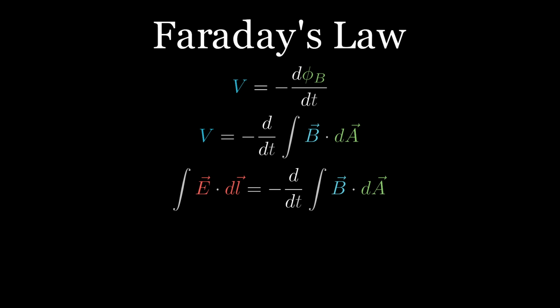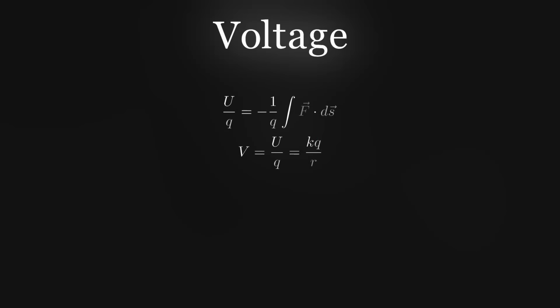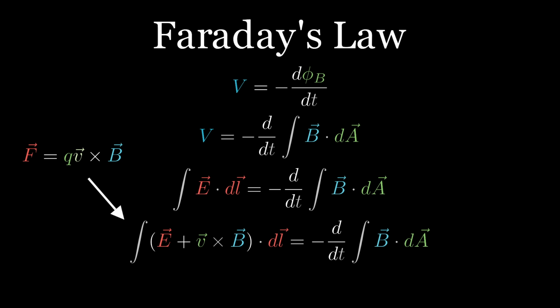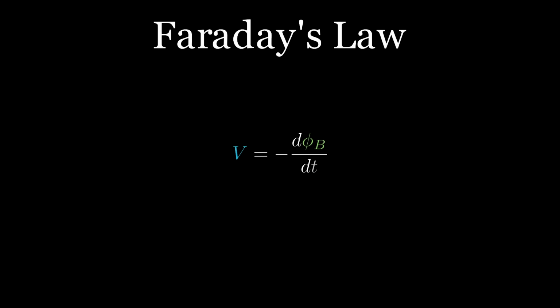Also, if you remember from earlier, we got this voltage equation from the force from the electric field, Q times E. But we have a new force too, QV cross B, so we have to add that into the equation. Now this equation isn't really that easy to work with, so we're usually going to stick with the original one. Anytime I change the magnetic flux in my current loop, I get voltage.